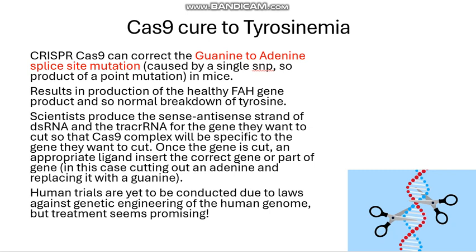it results in the production of a healthy FAH gene, resulting in the normal breakdown of tyrosine. So scientists do this by producing a sense-antisense strand of double-stranded RNA, like we have in the regular CRISPR system, and the tracer RNA for the gene they want to cut, so that the Cas9 complex will be specific to the gene they want to cut. Once the gene gets cut, the appropriate ligand can be inserted to insert the correct gene or part of the gene.